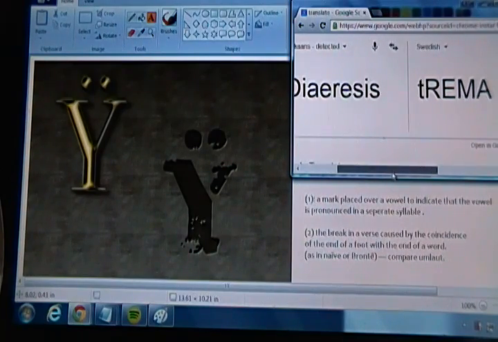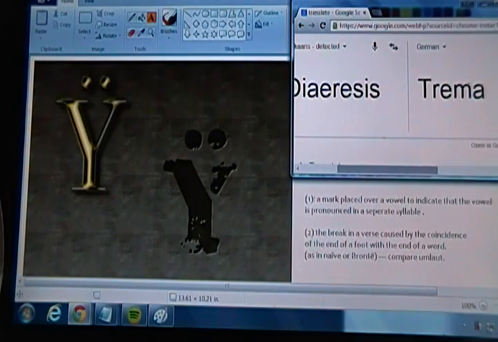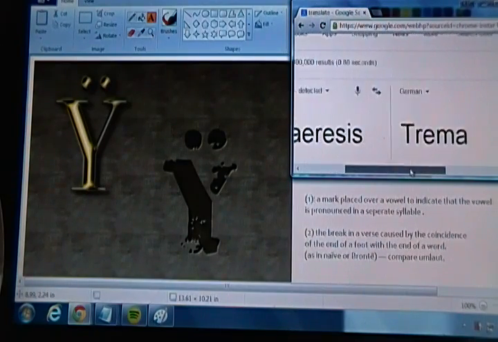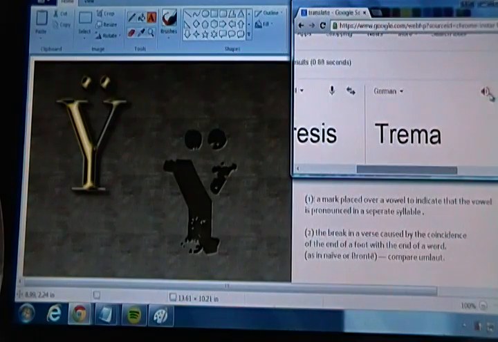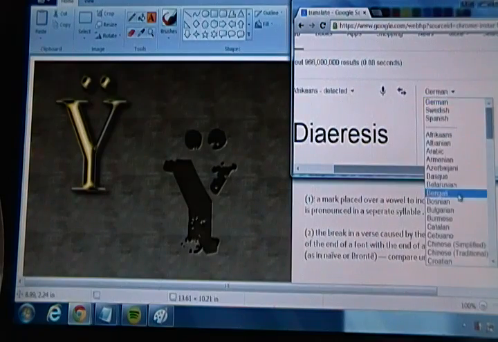Trema. Now we've seen this word before. I've seen it when I went to the German foundation. Trema. There it is again. Let's see if we can have her pronounce it here. Trema. Okay. So diaeresis, if I'm saying that right.